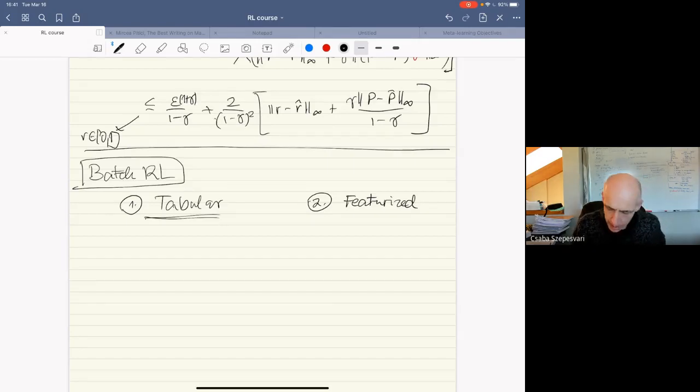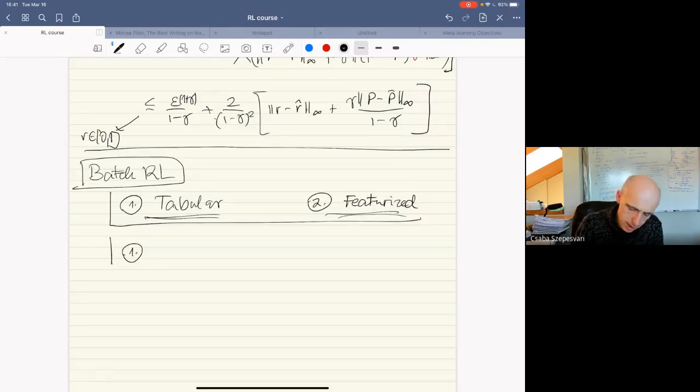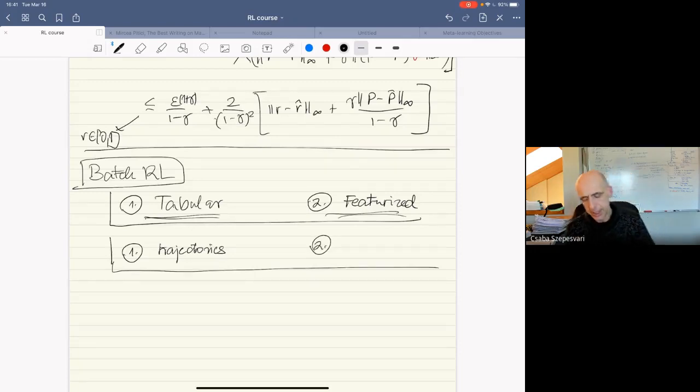So for the tabular case, you can also ask the question of how is the data collected? And here, two basic strategies are trajectories, or it could be that, in the case of trajectories, maybe you have a bunch of initial states or just one initial state, and then you will be interested in finding a policy which works well from that initial state.